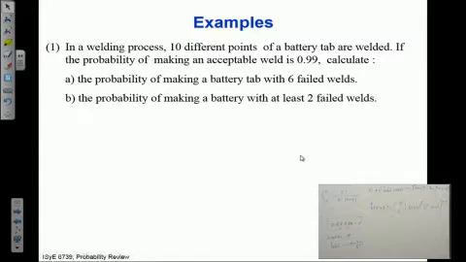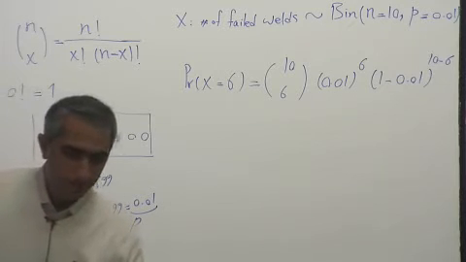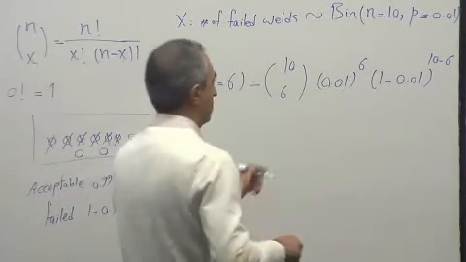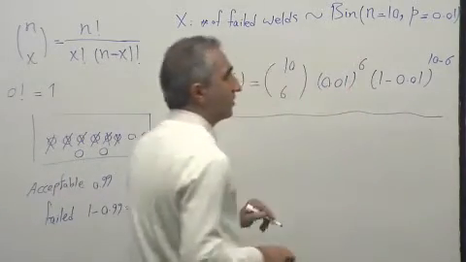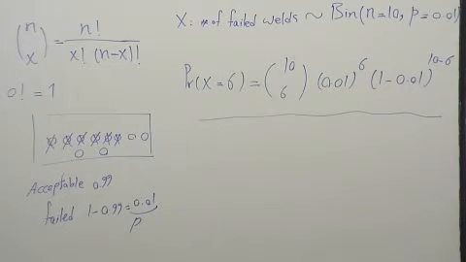Is it clear? Any question? Okay. So I give you a couple of minutes to work on part B. What is the probability of making a battery tab with at least 2 failed welds?